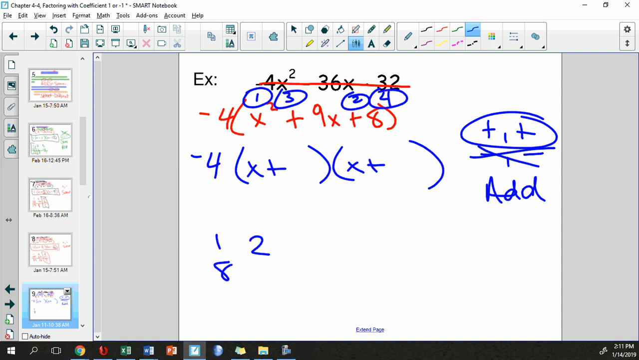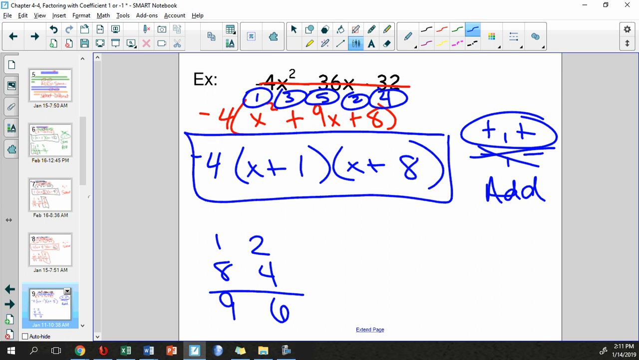And then I need to find the factors of 8. 1, 8, 2, and 4. And what am I going to do with those factors? Add, so that gives you a 9 and a 6. Correct? So I need to get a 9. So which one am I going to use? 1 and 8. Do we understand that?